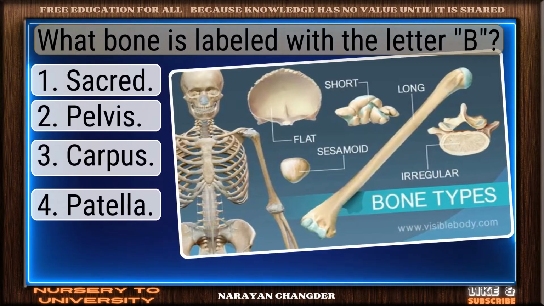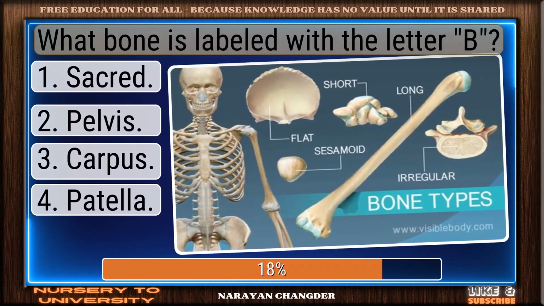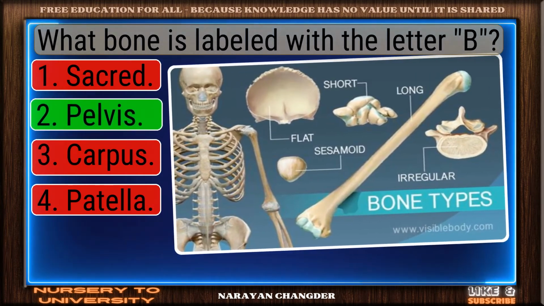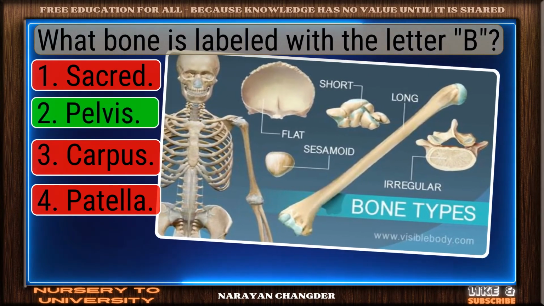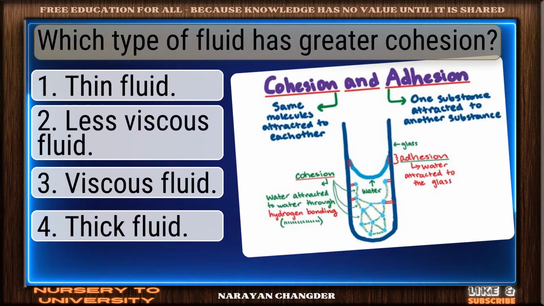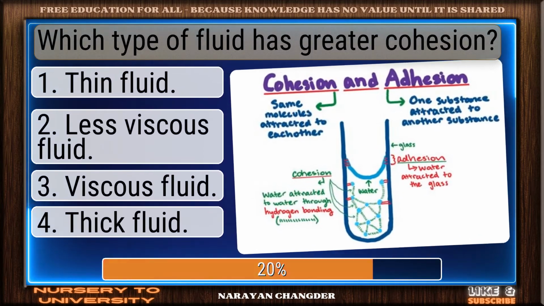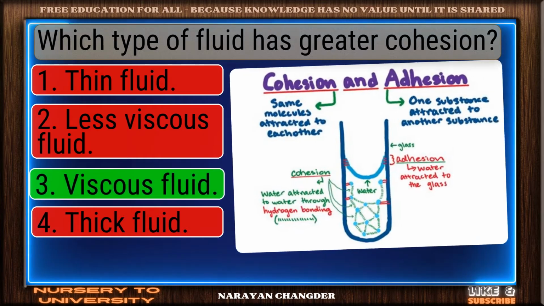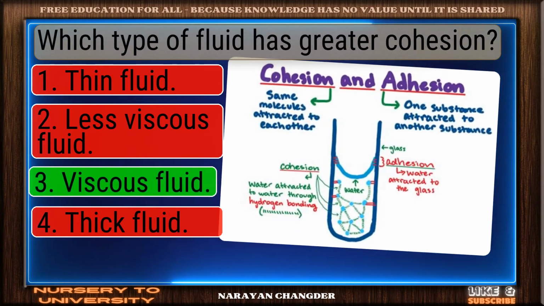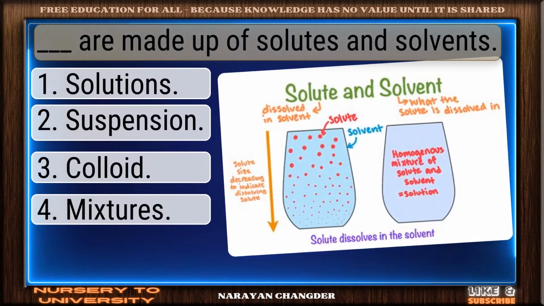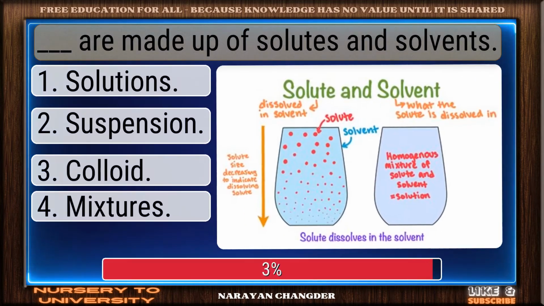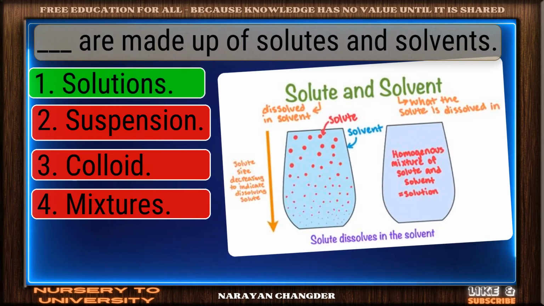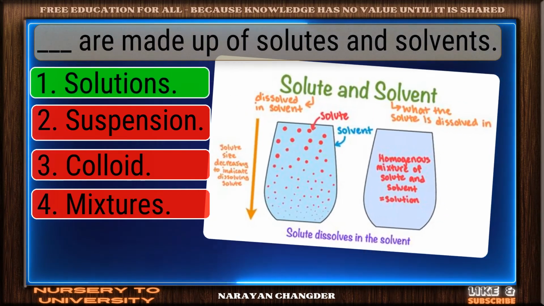What bone is labeled with the letter B? Great thinking. Pelvis is the right choice. Which type of fluid has greater cohesion? Right again. Viscous fluid is a valid answer. Dash are made up of solutes and solvents. Excellent. Solutions is a brilliant choice.